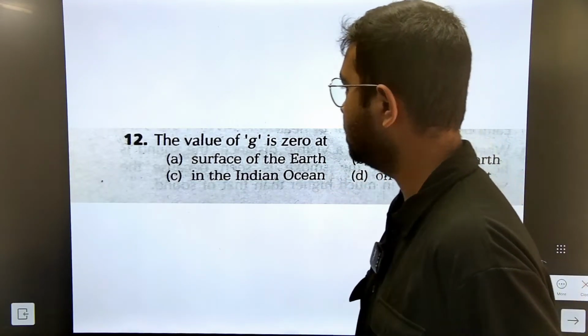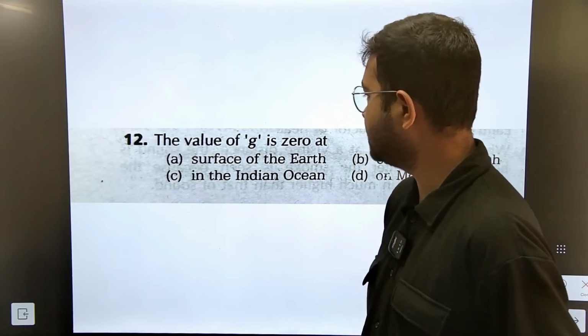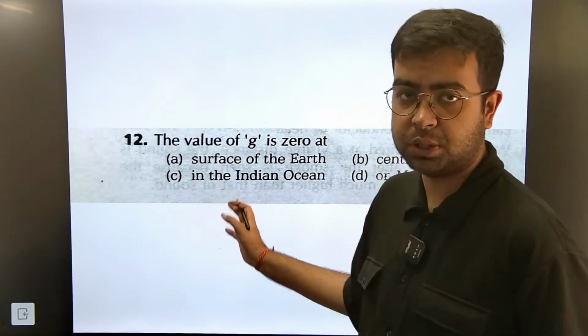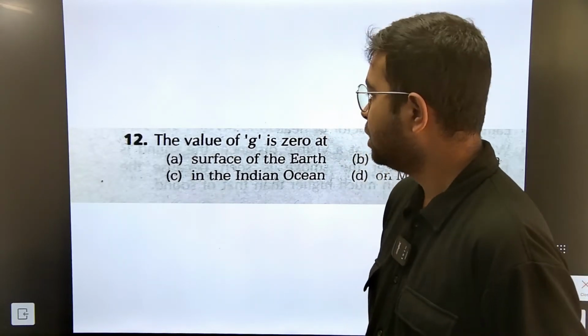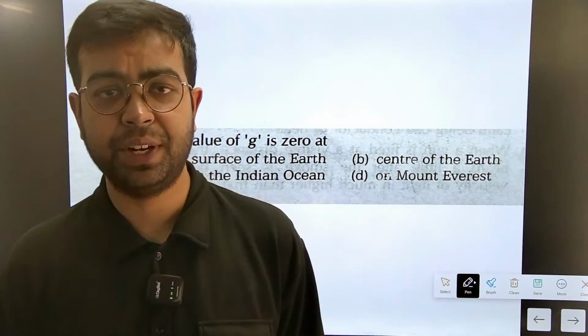Now look at this question. The first question. It says the value of small g is 0 at which of the following options? All right. Now what is small g? Small g basically means the acceleration due to gravity.